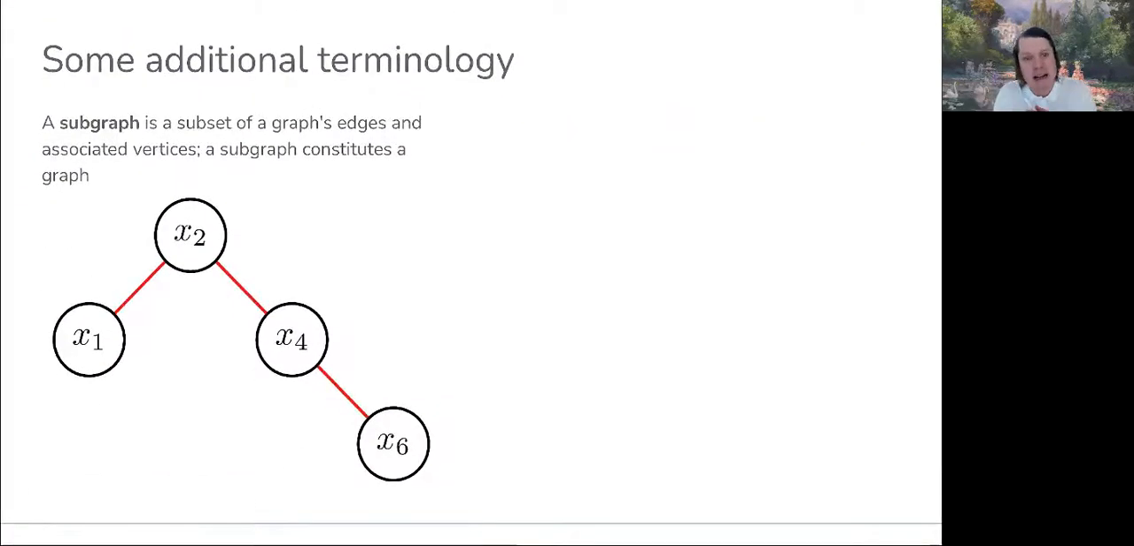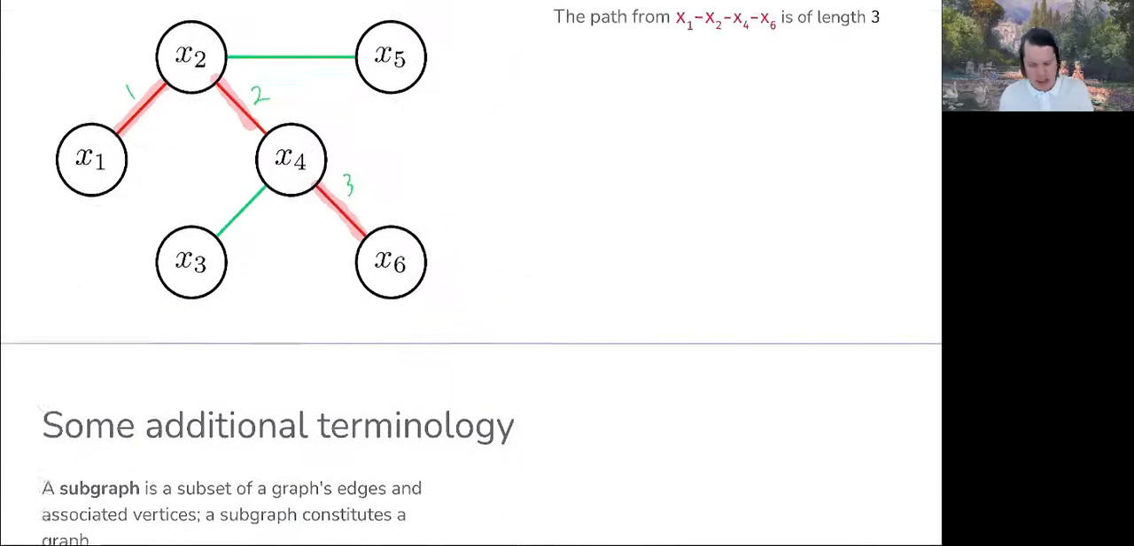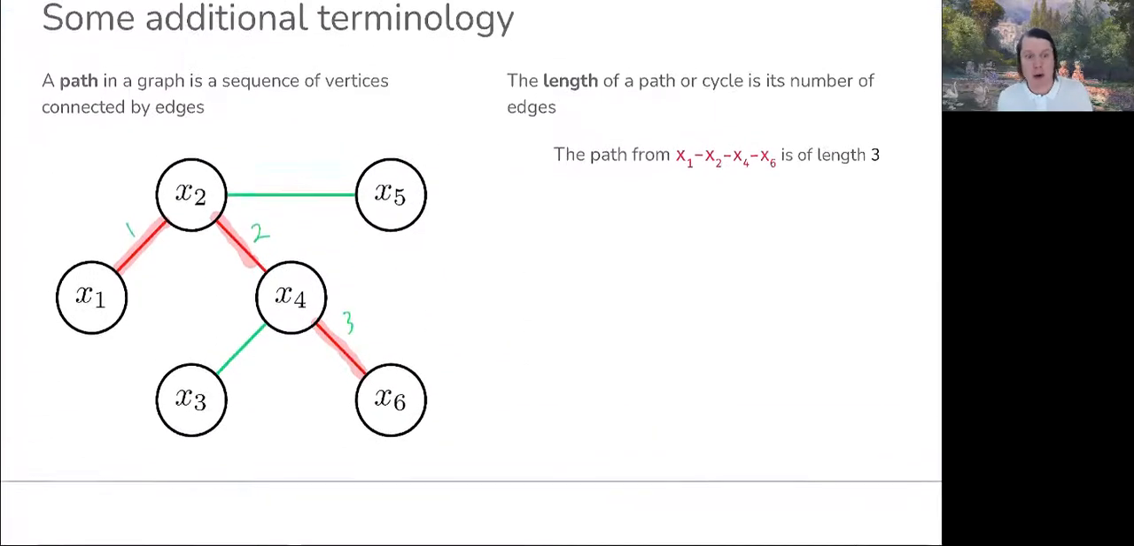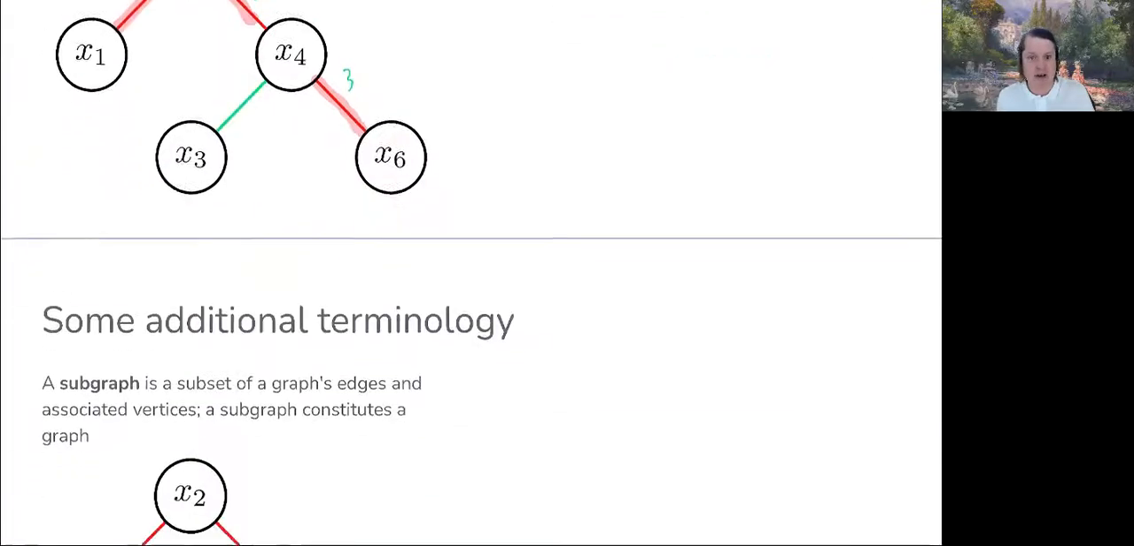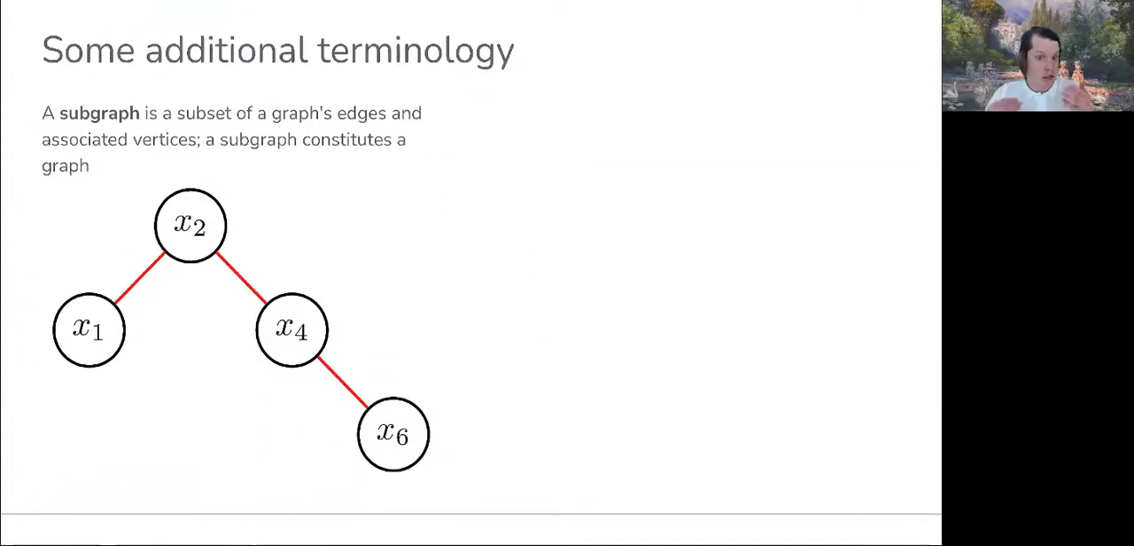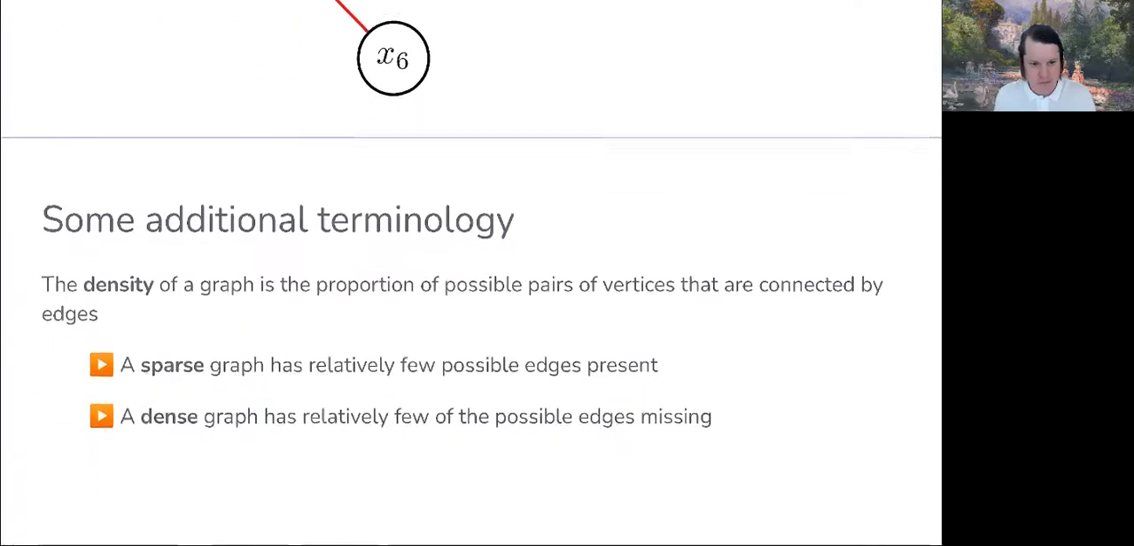Now, there is an idea of a subgraph. A subgraph is going to be a subset of a graph's edges and associated vertices. A subgraph can constitute a graph in its own right. So if we look here, I've simply extracted the nodes and edges associated with the path on the previous slide to create a subgraph denoting that path.